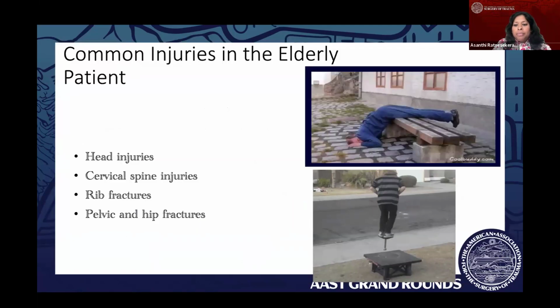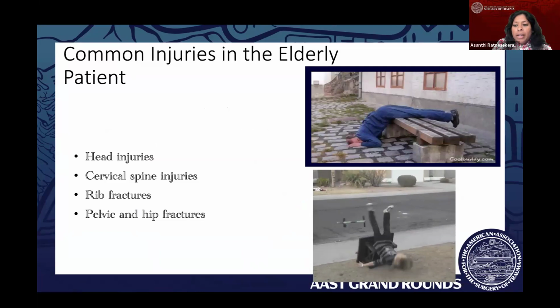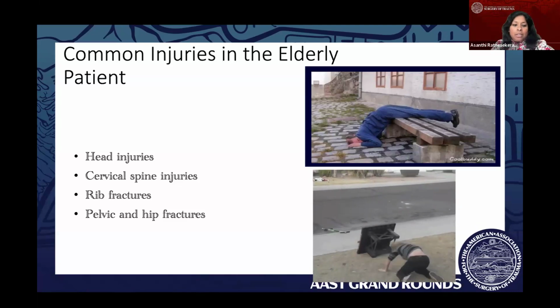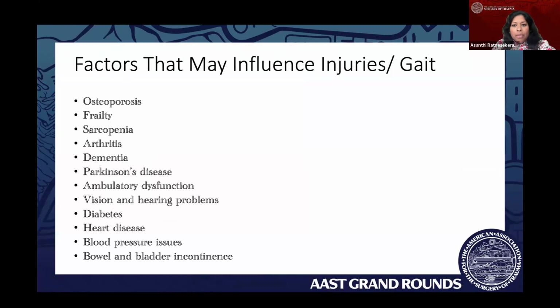So why does this matter? Because we're seeing a lot of elderly patients with injuries. Their most common injuries may be traumatic brain injuries. They could come in with cervical spine injuries because they have significant degenerative disease and cervical spine stenosis. They could come in with rib fractures, and they could come in with pelvic and hip fractures.